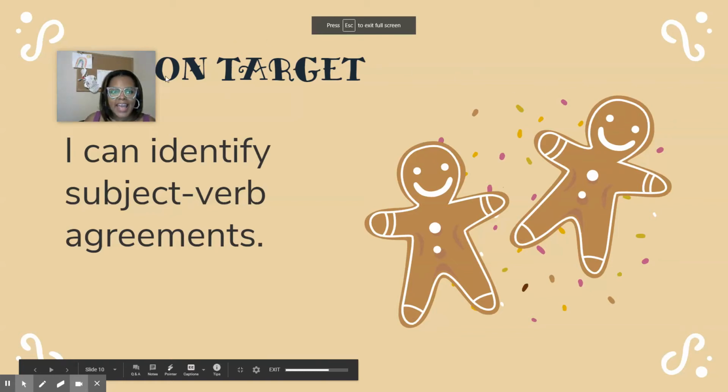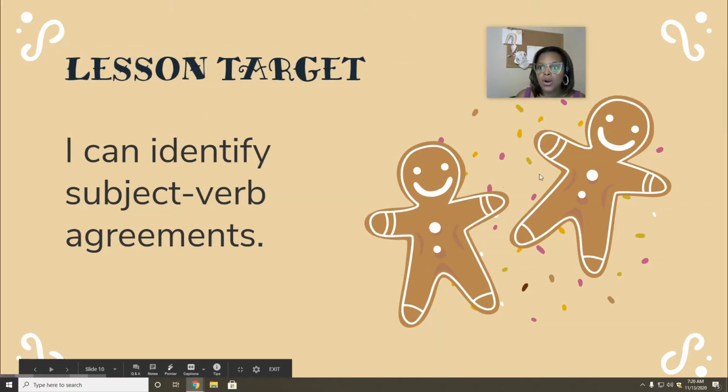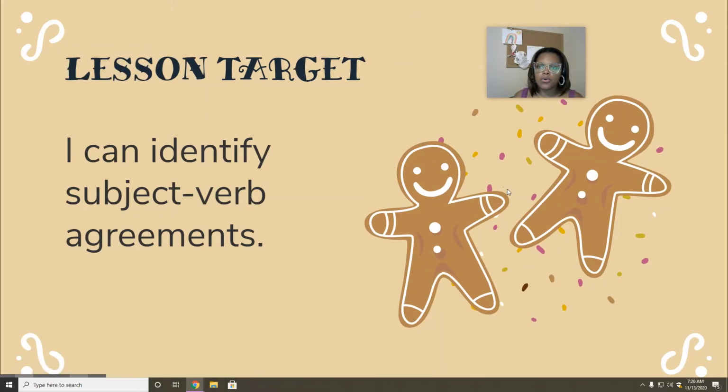Hey guys, now we're going to talk about subject-verb agreements. We're going to get really specific. So our lesson target for this lesson is identifying subject-verb sentences. Remember, subject is who is doing the thing in the sentence. Who? A person, a place, a thing. What is doing? And remember, your predicate is what the subject is doing.